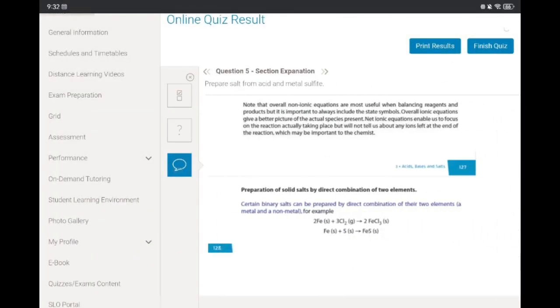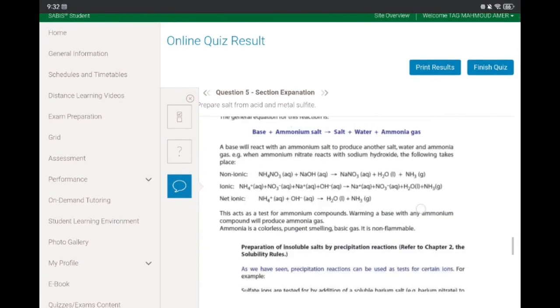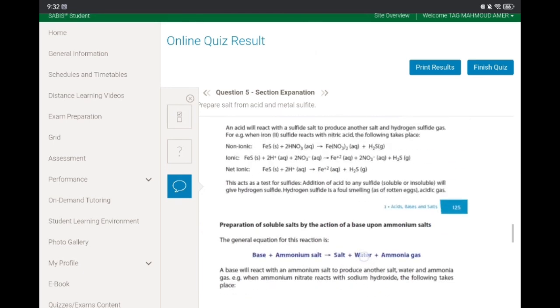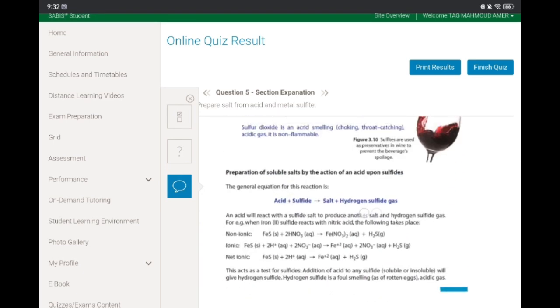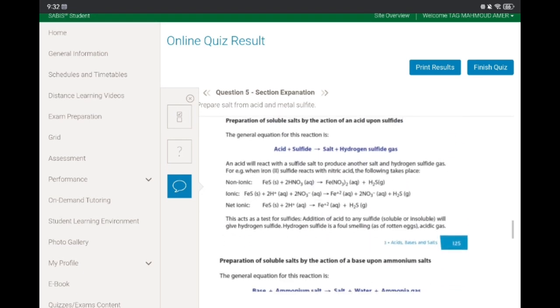These are all here in the book. All of the reactions are here, see? React this with this, react, see? Hydrogen sulfide, yeah, my bad.